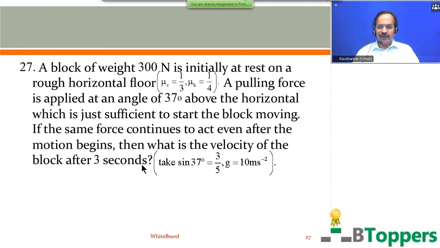What is the velocity of the block after 3 seconds? Come on, try the question. You have to take g equal to 10 meter per second square and sine 37 degrees equal to 3 by 5. Come on, try the question.